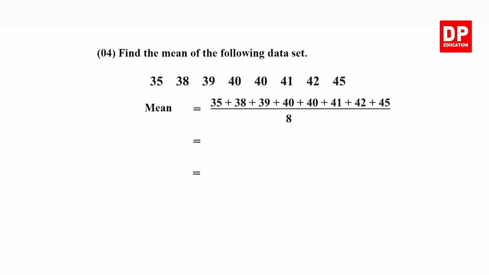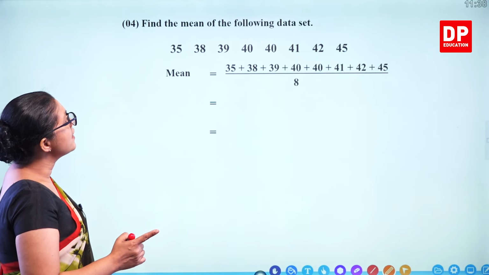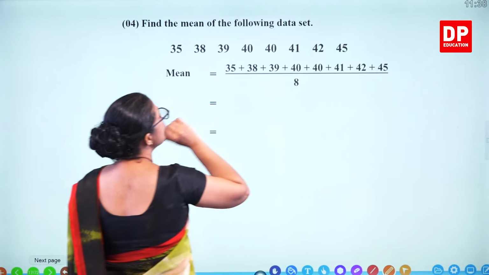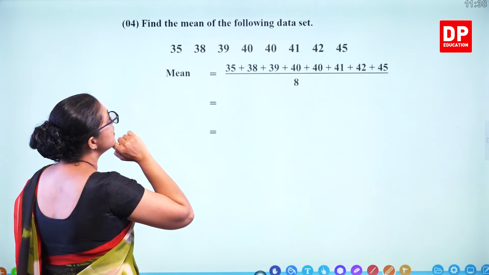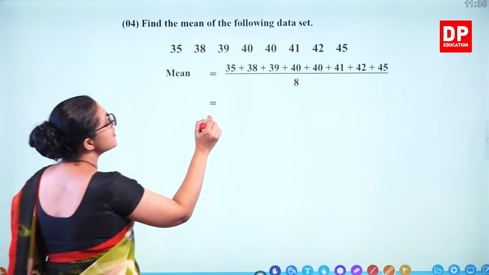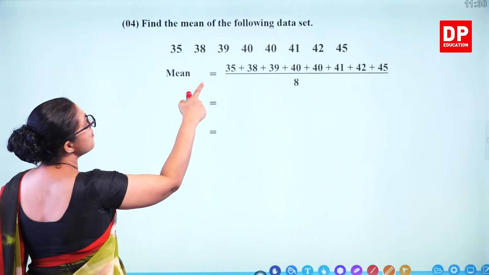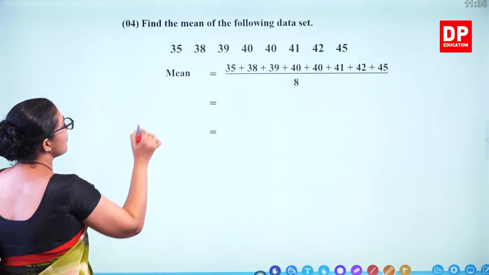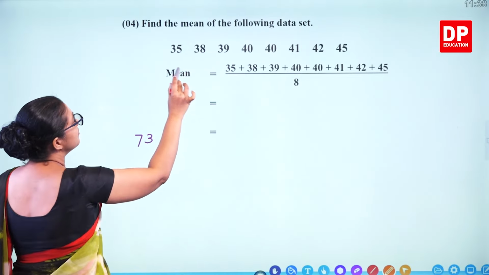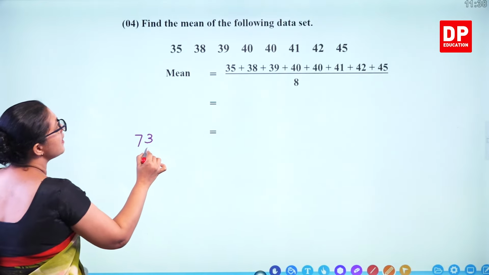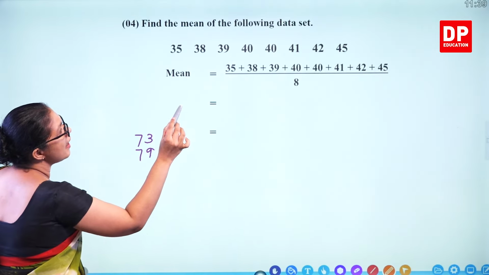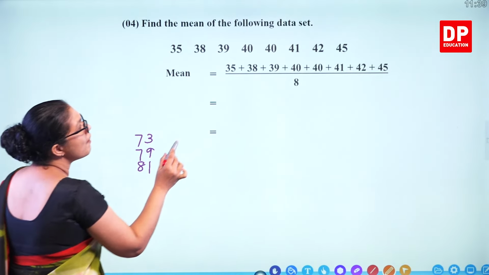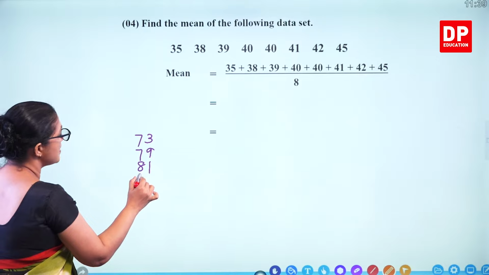Find the mean of the following data set. So you can add everything and divide by 8. 1, 2, 3, 4, 5, 6, 7, 8. So we'll find out the total. So I can first do 2 at a time and add. First 2, 73. These 2, I get 79. And 40 and 41, 81. 42 and 45, I get 87.